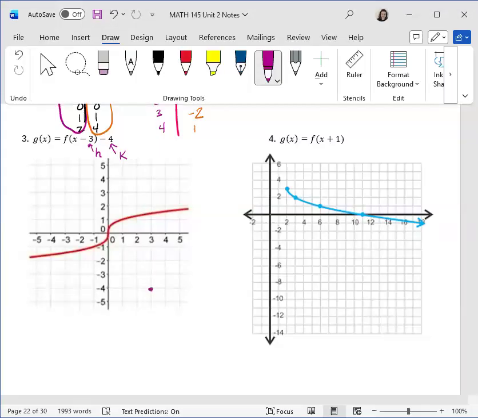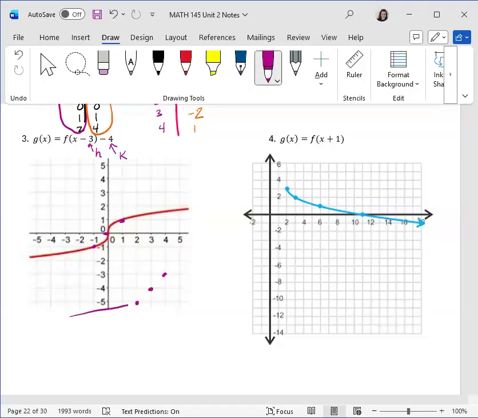That's the point that was originally at the origin. I'm then going to shift the point 1, 1, right 3, 1, 2, 3, and down 4, 1, 2, 3, 4. And I'm also going to use the point -1, -1, shifting right 3, 1, 2, 3, and down 4, 1, 2, 3, 4. The graph shape is not going to change.